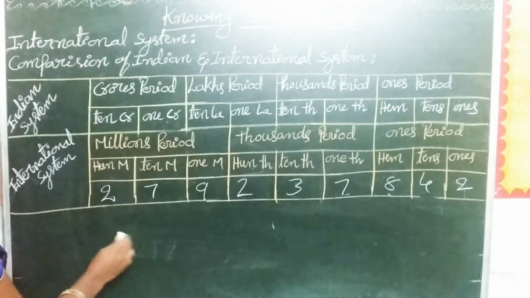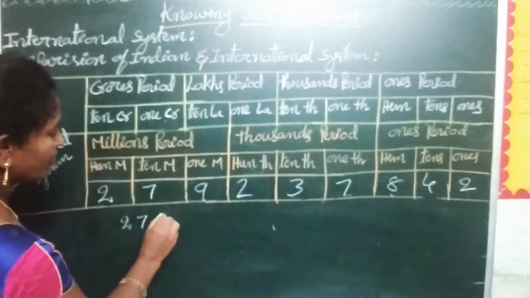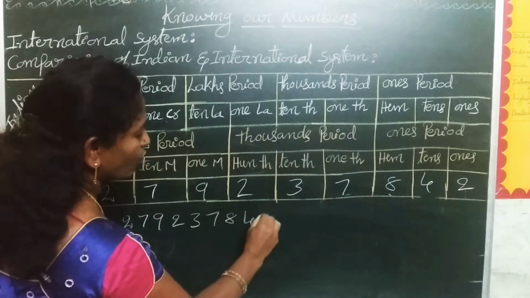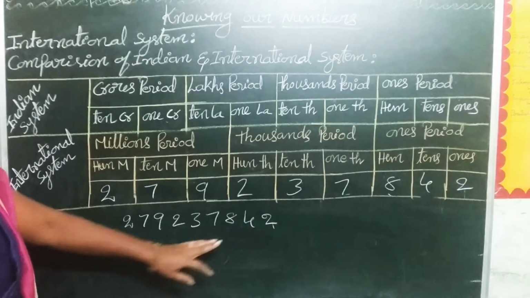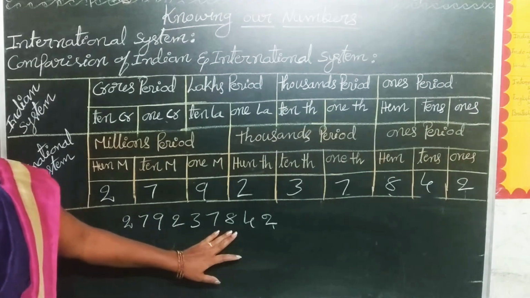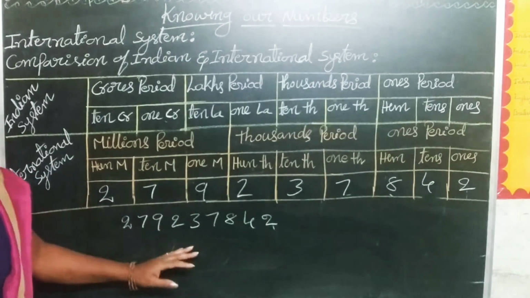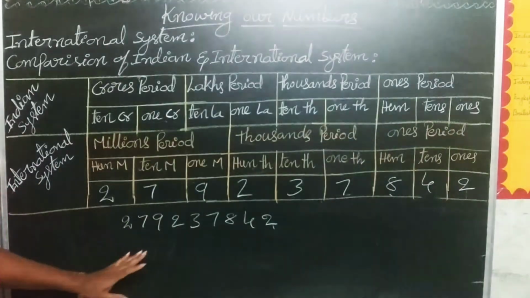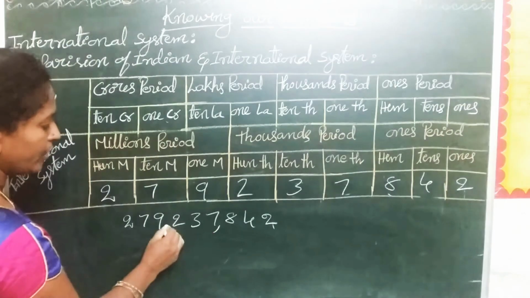Okay, rewrite this number: 2, 7, 9, 2, 3, 7, 8, 4, 2. Observe here it has 9 digits. Without commas we can't read it, so we have to use commas. In the international system of numeration we use commas from the right, after every 3 digits.